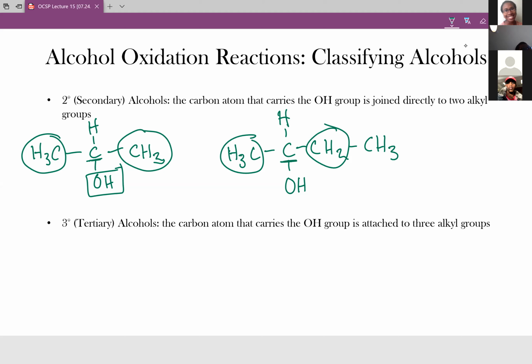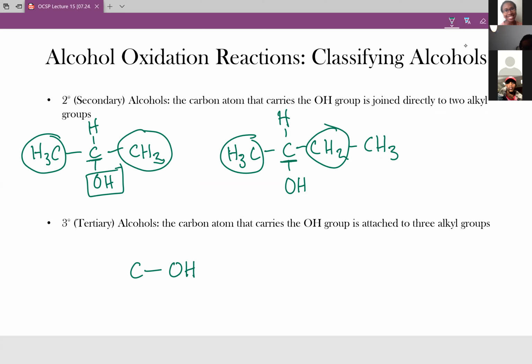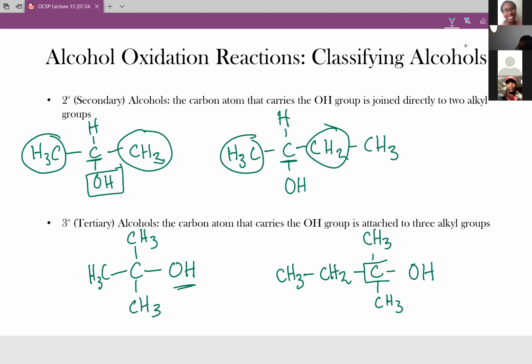Our last class of alcohols is tertiary alcohols, where the carbon atom that is attached to the OH group is attached to three alkyl groups. This is what it's going to look like. If you remember, this is just the conjugate acid of the tert-butoxide that we use in our E2 reactions. And then this is another example of these tertiary alcohols. The carbon that it's attached to is attached to three other alkyl groups.